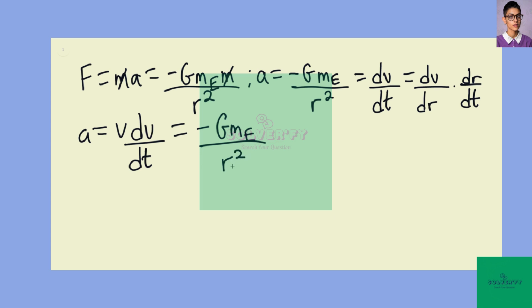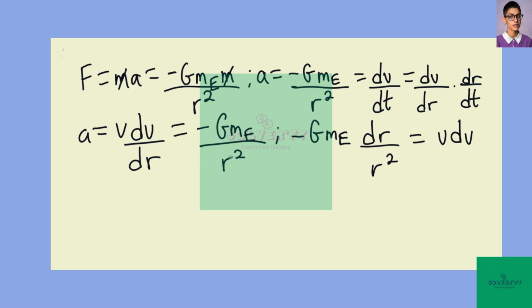And we're going to say that negative G times the mass of the Earth, multiplied by dr over r squared, will equal v dv. So my apologies, this actually is v times dv over dr. That was an error on my part. My apologies. So this would be v times dv over dr.